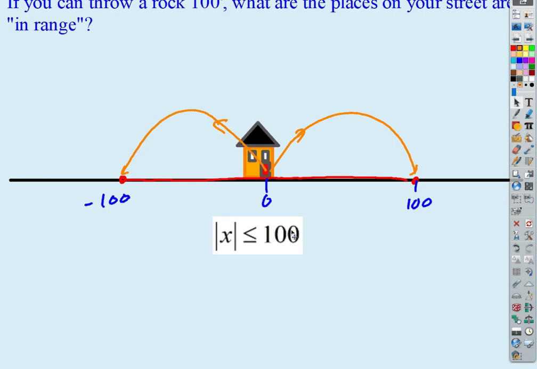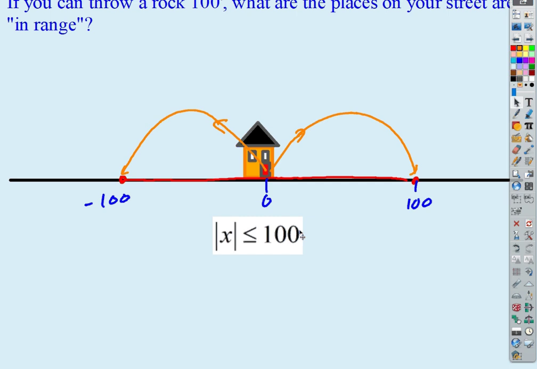Because I don't have to throw my maximum distance. I could throw less than that to hit a place that's closer, right? So that's our way of saying all the places that are in range of 100, isn't it? If we have an absolute value that's less than or equal to 100, we want distances that are 100 or smaller. So everything that's in that range, in that region, right? Okay, what does that translate to?